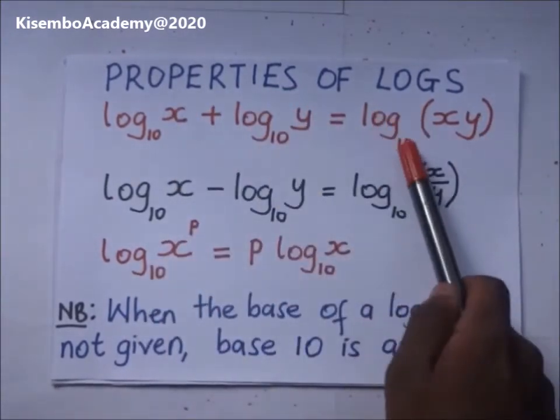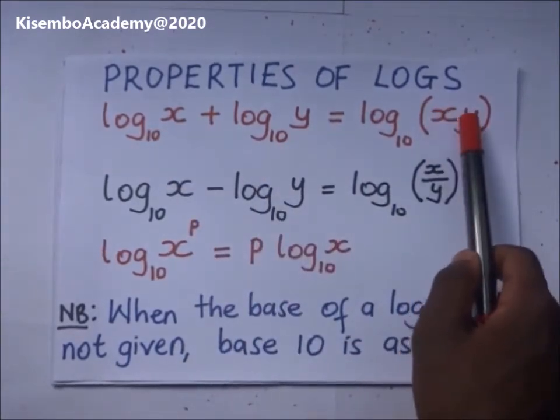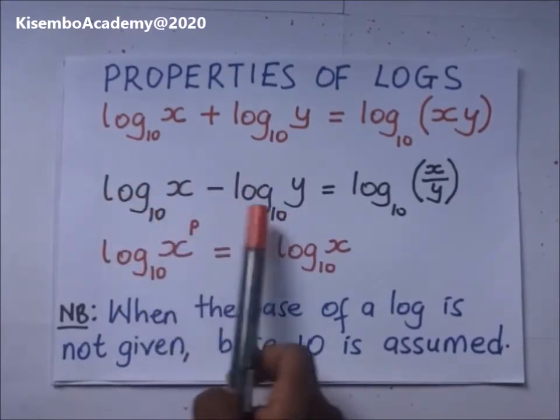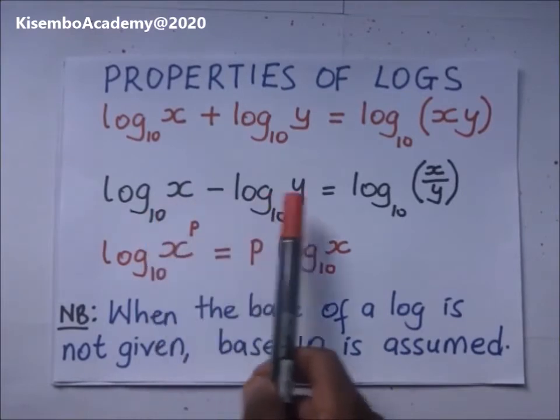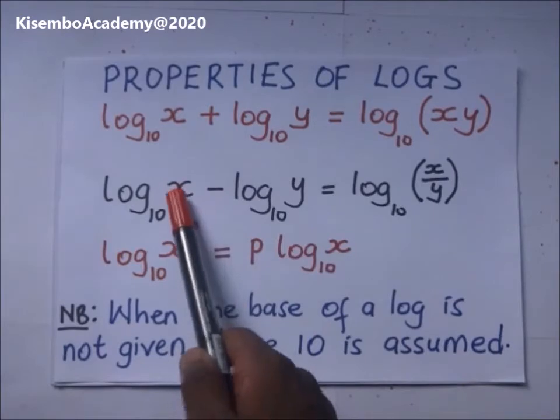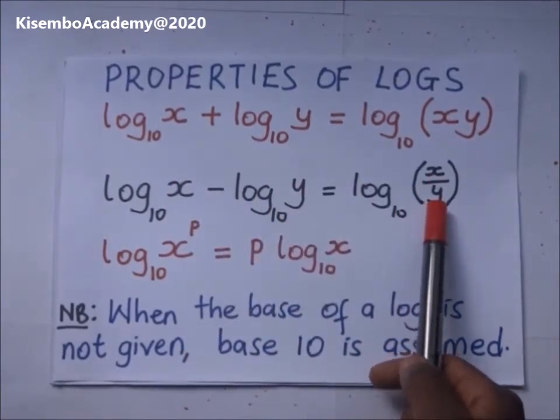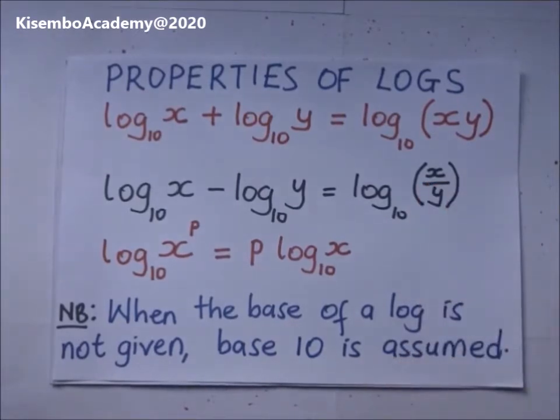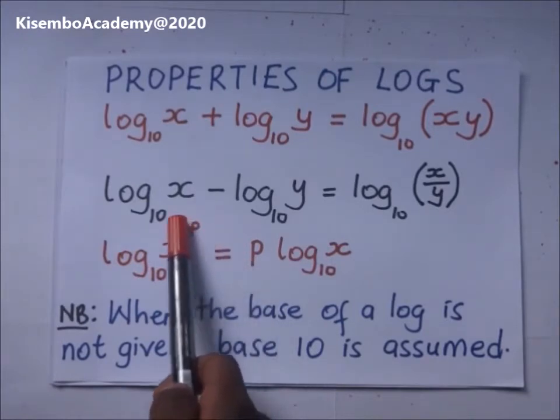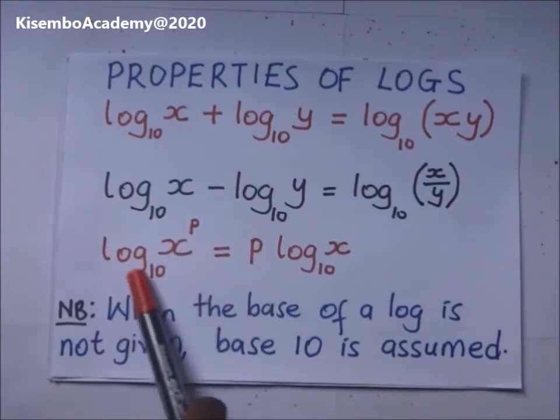So it's going to be log base 10. You maintain the logarithm and its base, and then you multiply the numbers. When you're subtracting logarithms that have the same base, in this case base 10 and base 10 here, you maintain that logarithm to the base 10, and because it is subtraction, you divide x by y. And also the other property that needs to be committed to memory is that log base 10 of x to the power p is the same as p times that number itself.